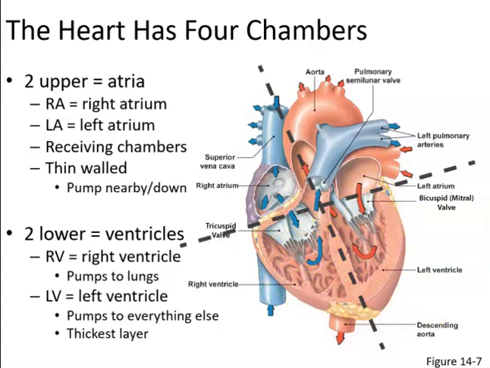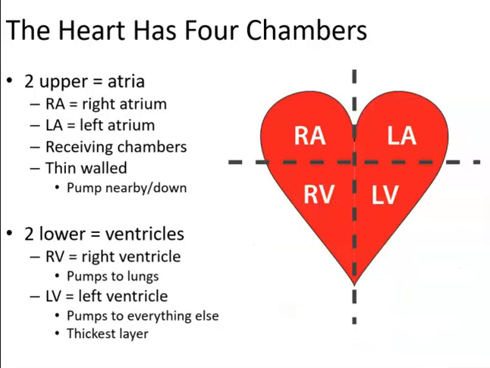And if we do a basic schematic of the four chambers of the heart, just a basic Valentine's heart, as you can see, we have different walls separating the four chambers. So we have the right atrium and the left atrium separated by a wall, and then the atria separated from the ventricles, and then we have the right ventricle and the left ventricle and a wall separating the two ventricles.